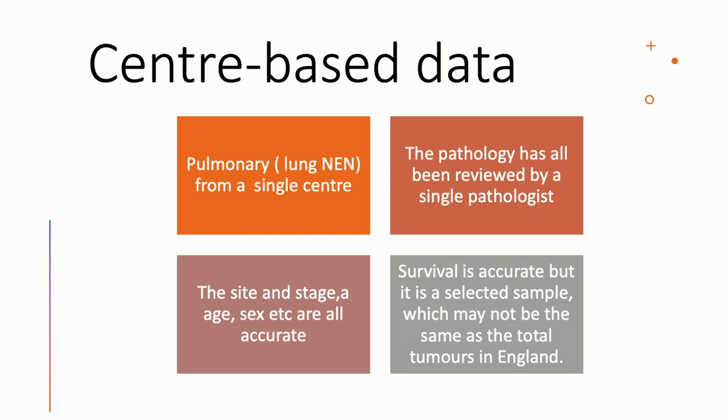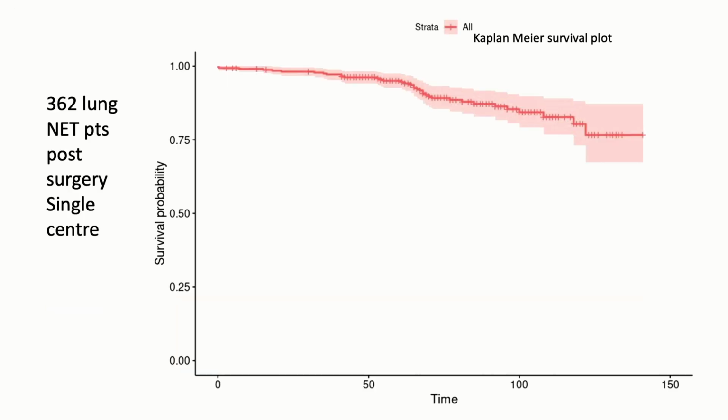So it's a selected sample. So it's not the same as the population. If you do this in a population database, you'll get a different answer because this is a single center. So whenever you're looking at data, you have to know, is it a single center, is it multiple centers, or is it a population database? Because they give different answers. So this is just the data from this center.